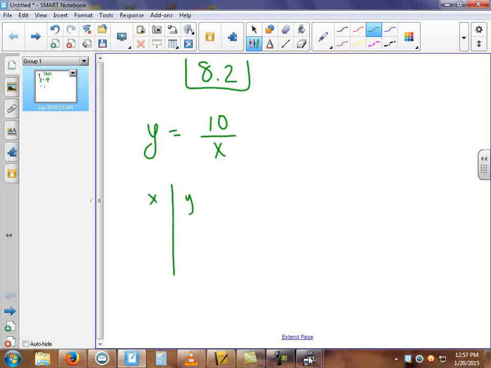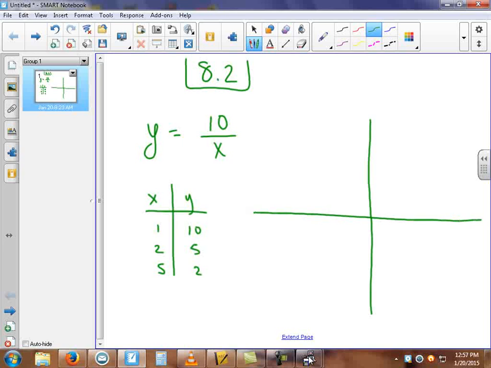We can make an xy table, and we can pick x values that seem reasonable. If I put 1 in for x, I get 10 for y, because 10 divided by 1 is 10. If I put 2 in for x, I get 5 for y. I don't really want to use 3 or 4, but 5 makes 2. And you can see that as the x's are getting bigger, the y's are getting smaller. The problem is, if you don't know what these graphs look like to start, this is going to be a very slow process. And we might miss some information.